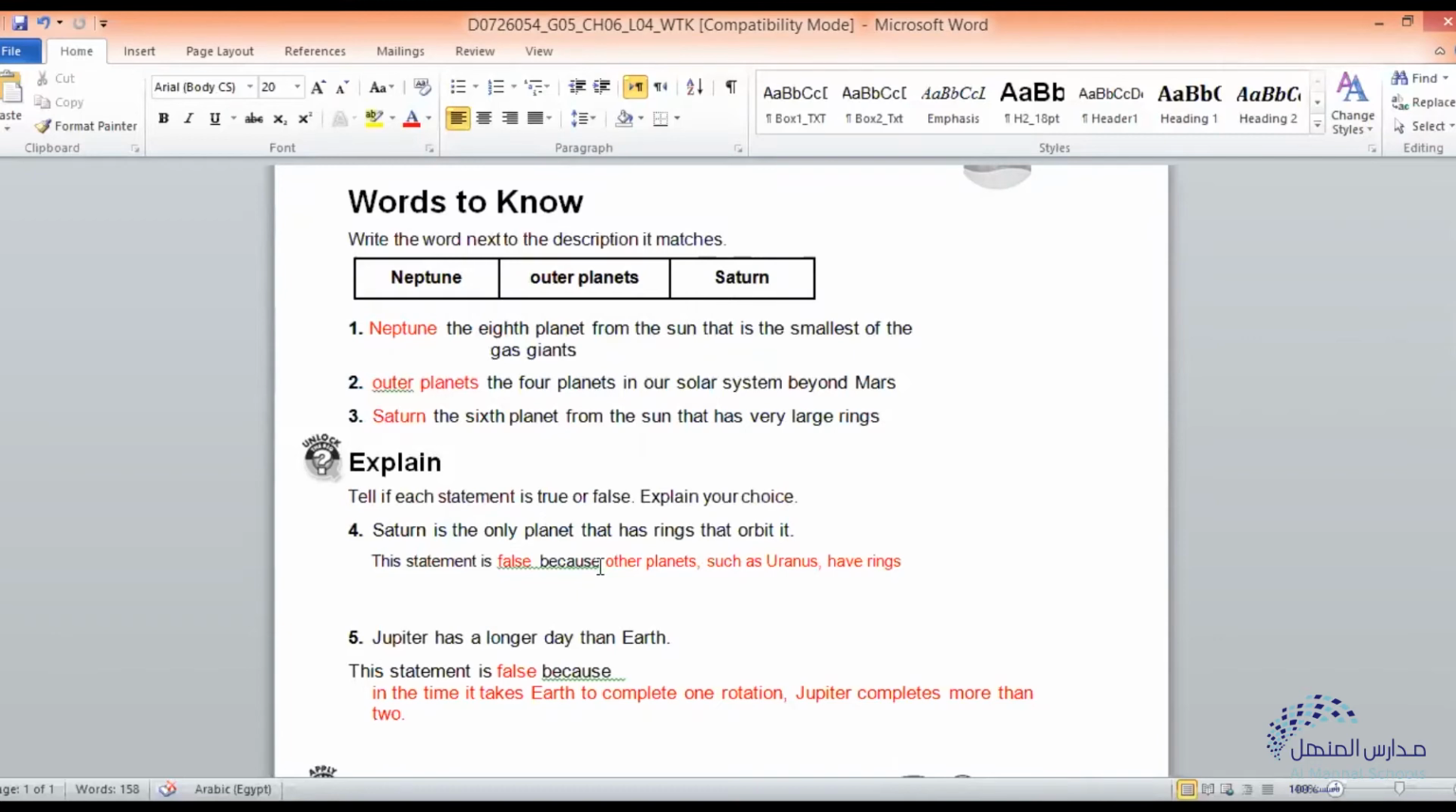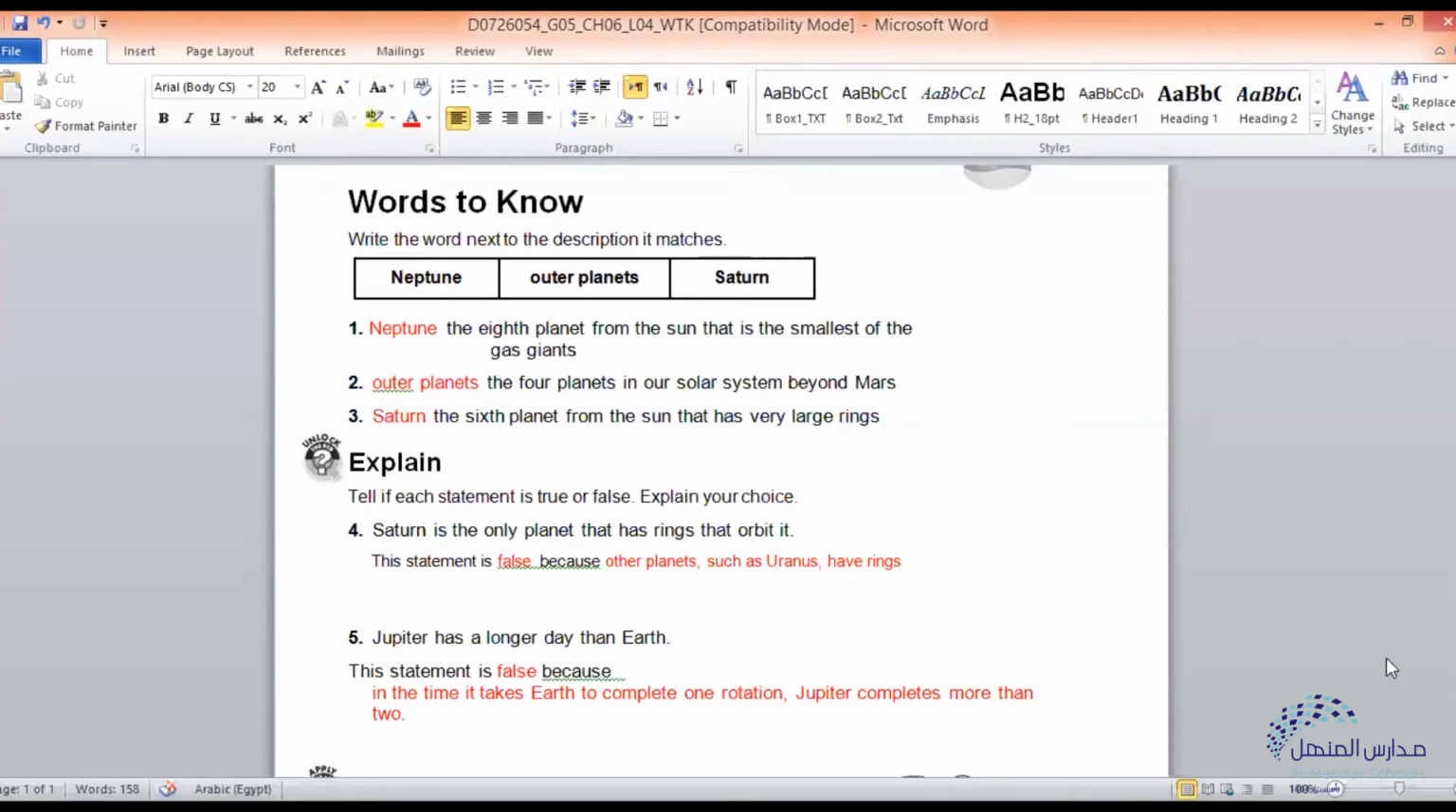Saturn is the only planet that has rings that orbits. Is it the only? No. We have Uranus that also has rings. So the answer will be false, because of the word only. Because of the word only, we said false. If you told me to modify, I can remove only and say Saturn and Uranus are planets that have rings. But he didn't tell me to correct, he just told me to say true or false and explain. So this sentence is false. Why? Because other planets such as Uranus have rings. Not only Saturn is the planet that has rings.